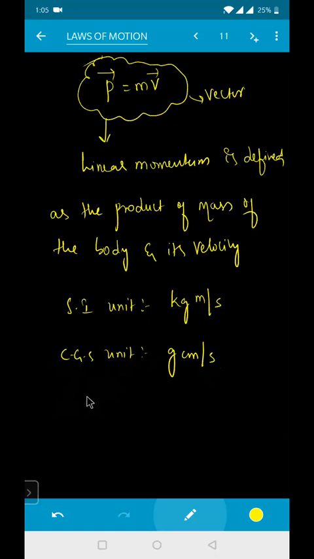Okay, so what does Newton's second law of motion say? Newton's second law of motion gives the relation between an external force acting on the body, and it relates the net external force with the acceleration of the body. So we'll try to do the derivation in detail. As per Newton's experiments, the acceleration of any object is directly proportional to the force applied.